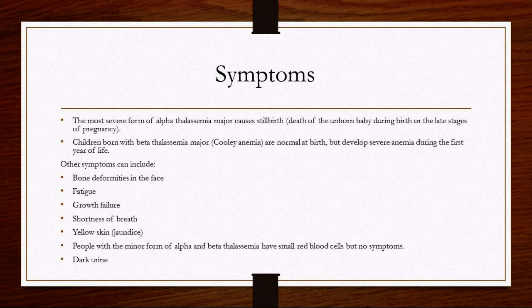So the red blood cells carry nutrients. So if there are issues with the red blood cells and they're not getting as many nutrients, shortness of breath because they're not able to carry oxygen on their red blood cells as well, yellow skin, and sometimes people with minor forms of alpha and beta thalassemia might have small red blood cells but don't have any symptoms, and then dark urine.